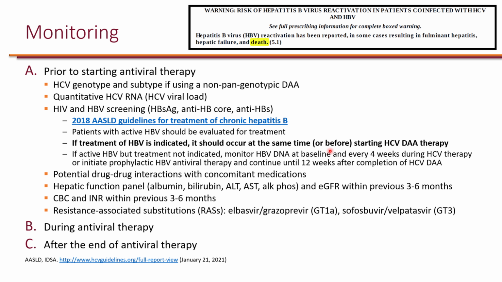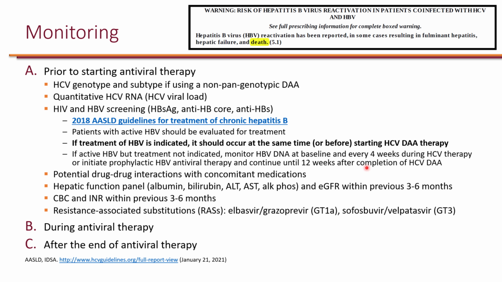What you do not want to do, if the patient qualifies for Hep B treatment, is to start Hep C treatment before starting Hep B treatment because of this black box warning, which can be deadly. Now, if the patient does not qualify for Hep B treatment, it is important to monitor the Hep B DNA at baseline and every 4 weeks, just to make sure that as soon as the patient qualifies for treatment of Hep B, then they should receive Hep B treatment, even if it's during Hep C treatment.